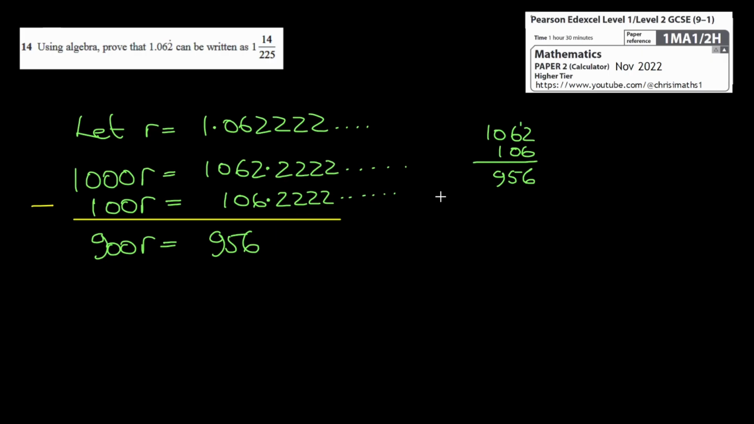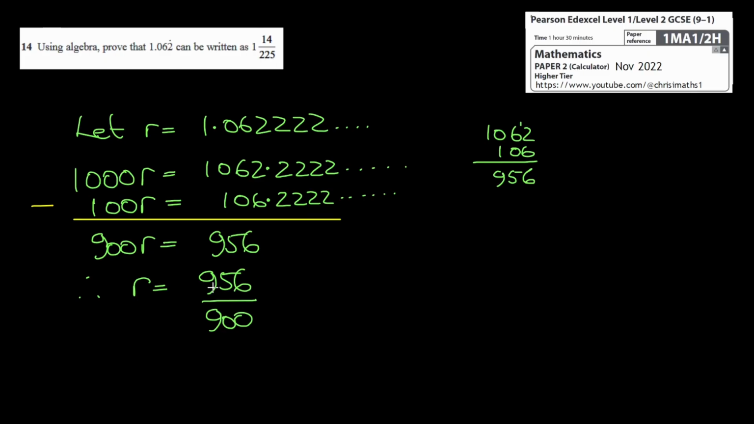The tail has gone. So therefore, R is equal to, and after all, R is our recurring decimal number, 956 over 900. So we need to prove it can be written as 1 and 14 225ths for some really odd reason.